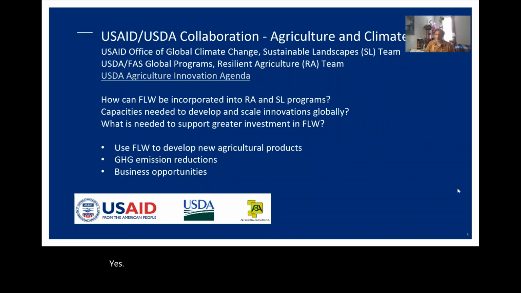So I'm a senior technical advisor on the Sustainable Landscapes team in the Office of Global Climate Change at USAID. We've had a very productive and enjoyable collaboration with Caitlin and her colleagues at USDA over the last several years. We're really glad to be continuing that, working with Agribusiness Associates. The overarching objective, for those who aren't familiar, of our Sustainable Landscapes program is to reduce the emissions of greenhouse gases from the land, including increasing the storage of carbon in the land.